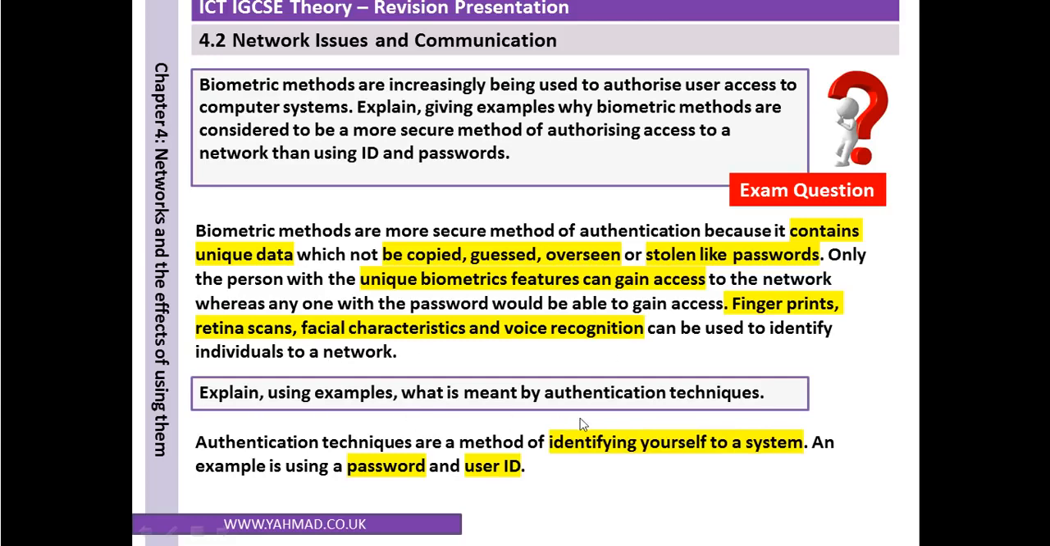Explain using examples what is meant by authentication techniques. Authentication techniques are a method of identifying yourself to a system. An example is using a password and user ID.